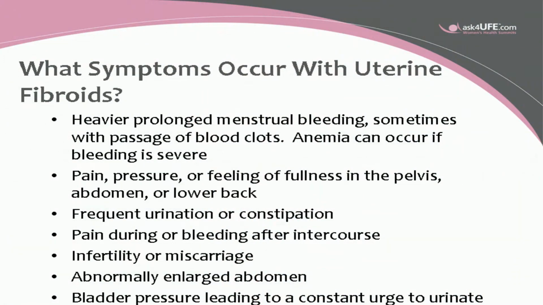So what are the symptoms of uterine fibroids? The most common thing that I see, and the thing that patients complain about most, is heavy, prolonged menstrual bleeding, sometimes with the passage of blood clots, and if it's severe enough, anemia can occur. The second most common symptom that I see is bulk symptoms, which are the pain, pressure, or feeling of fullness in the pelvis, abdomen, or lower back. Also frequent urination or constipation, pain or bleeding during intercourse, and infertility.